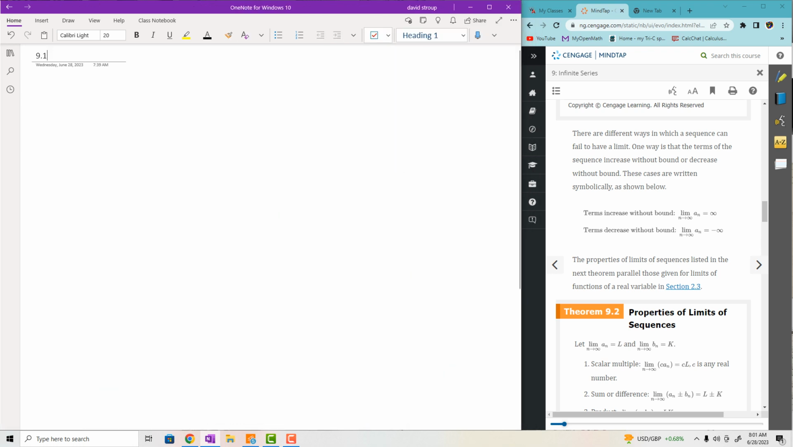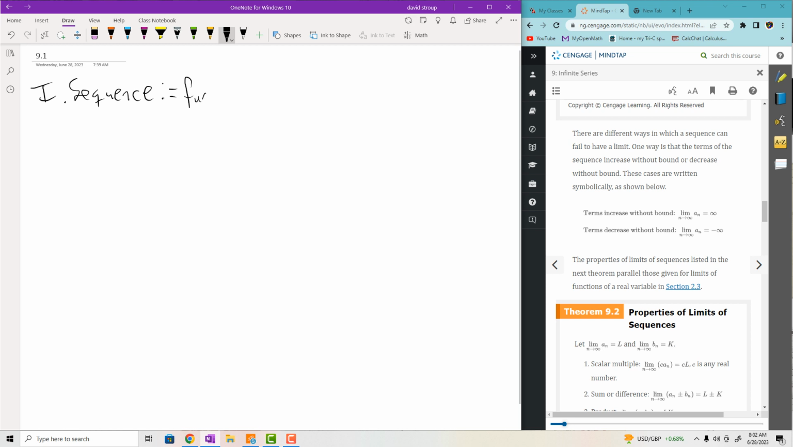Okay, let's take a look here. So we're starting with sequences. So basically, what is a sequence? A sequence is a function where the domain is a set of natural numbers. So an example, let me say it's a function where the domain is usually the positive integers, which are the natural numbers.